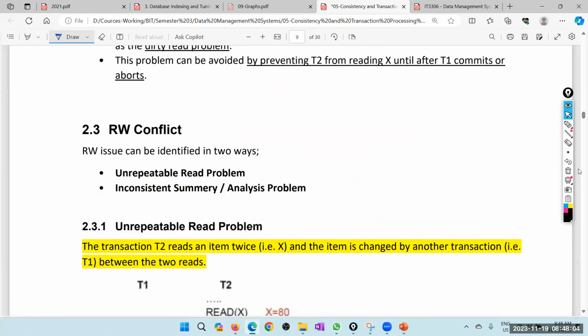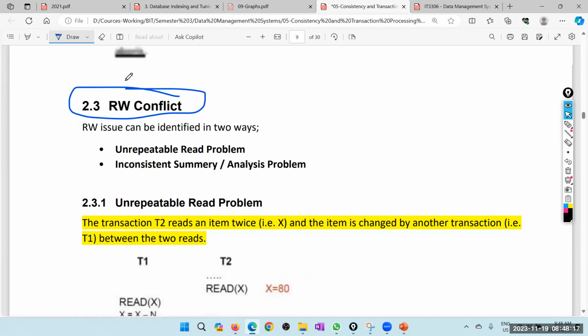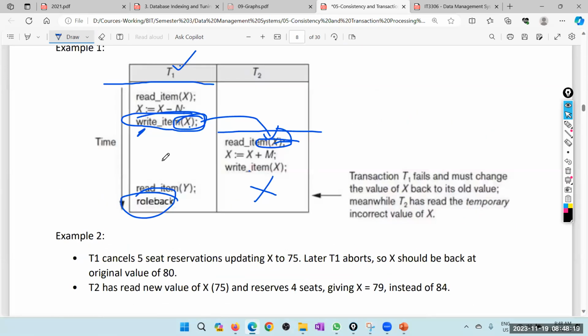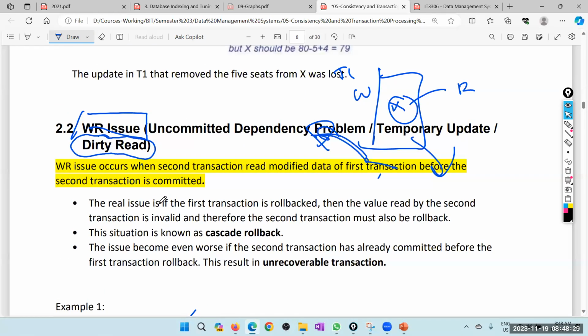Right. So if you don't have any issue, we'll move on to the third possible conflict. The third possible conflict is read-write conflict or read-write possible conflict. So why I am saying possible? Because this is not a conflict unless this is rollback. But the possibility of rollback is there. So that is why I am saying this is write-read possible conflict.